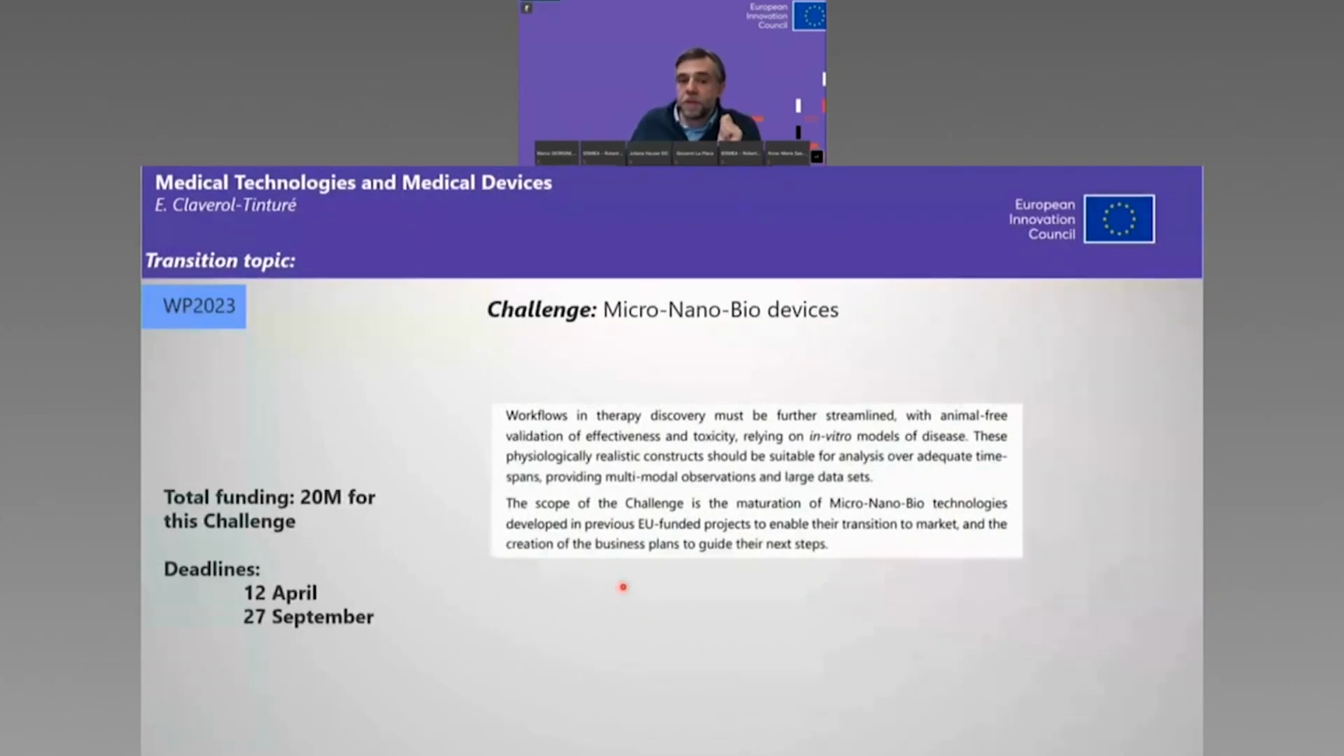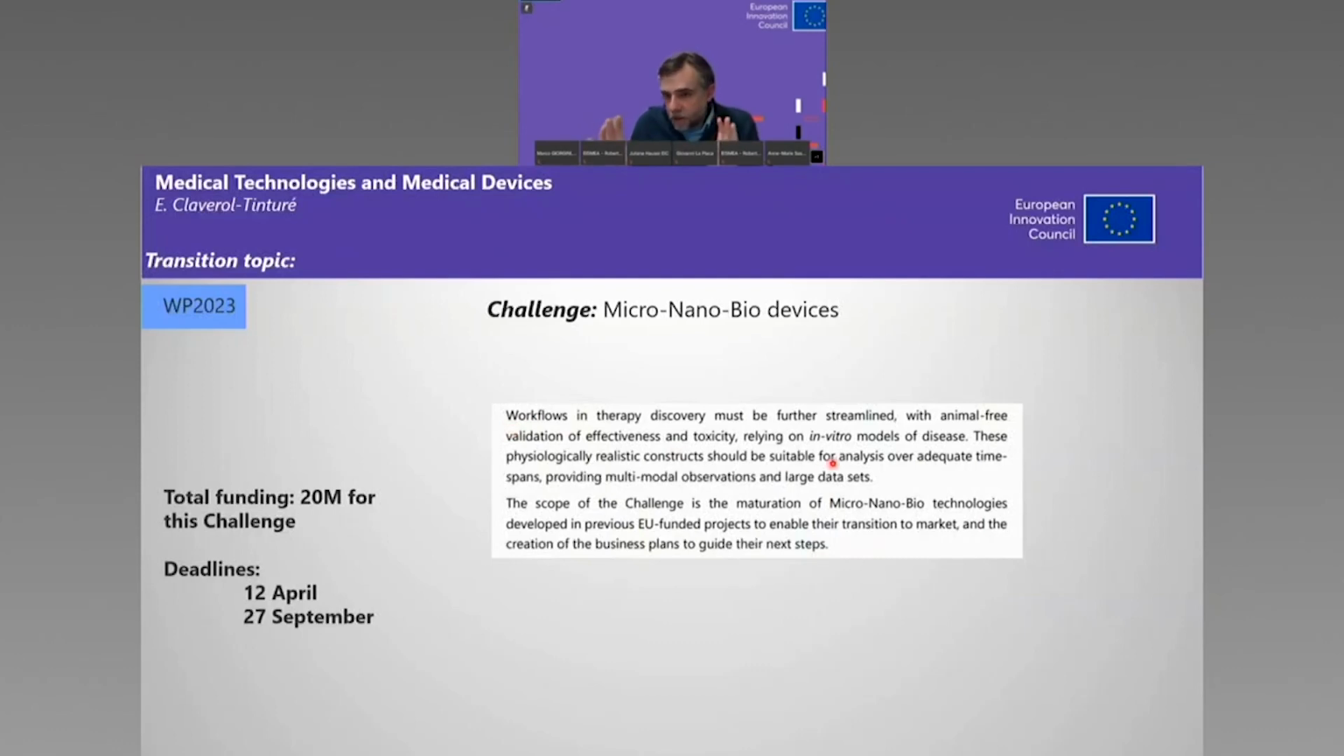Also, workflows in therapy discovery. So we realized that these micro-nano-bio systems could be used by pharma as well. So we've talked about different potential target customers. It could be the clinician, it could be the user who uses this at home, it could be a researcher in academia, but it could be already also pharma. So what we say here is workflows in therapy discovery must be further streamlined with animal-free validation of effectiveness and toxicity, relying on in vitro models of disease. So physiologically realistic constructs should be suitable for analysis over adequate time spans, providing multimodal observations and large data sets.